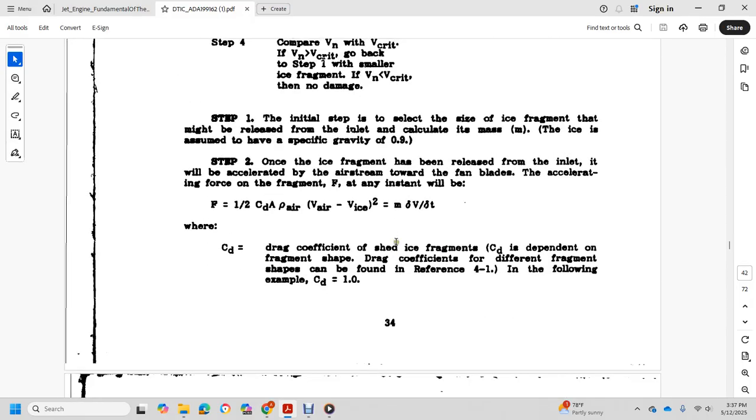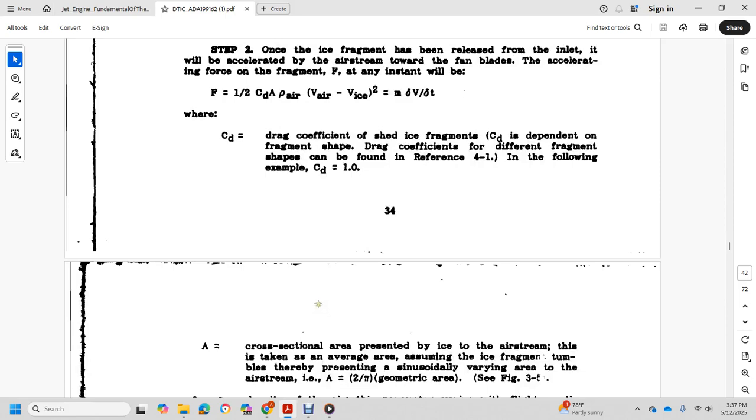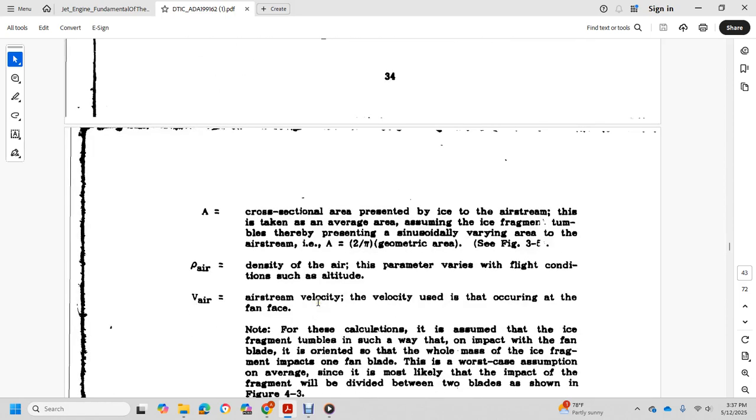determined by the drag coefficient of the shed ice fragment, which depends on the fragment shape. The drag coefficient differs for different fragment shapes, with a reference value of 1.0 for the cross section presented to the airstream. The calculation takes an average area, assuming the ice fragment tumbles and presents a varying area to the airstream. This is sensitive to air parameters and flight conditions such as altitude, airstream velocity, usually occurring at the fan phase.